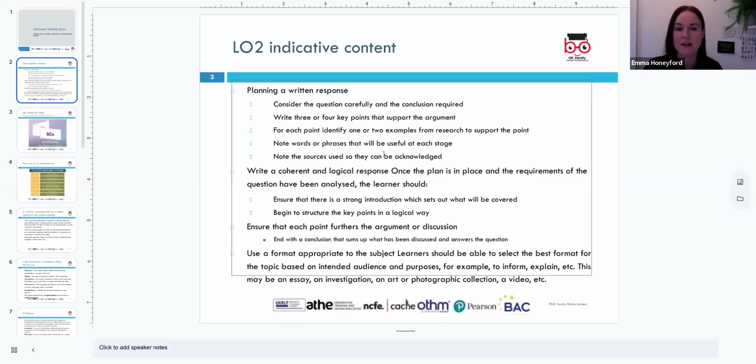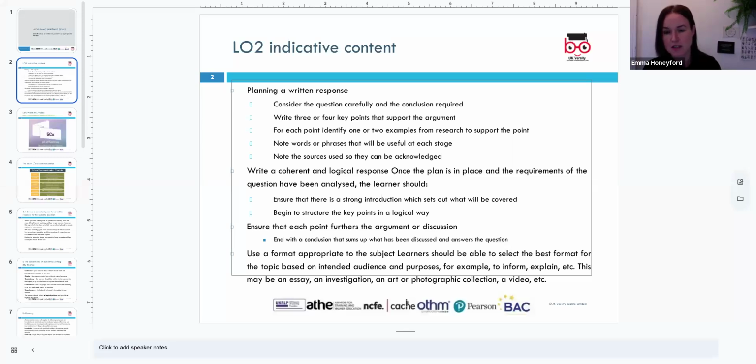When planning a written response to any question or assignment at an academic level, you need to consider the question carefully and the conclusion required, with 3 or 4 key points that you can focus on specifically that will support your argument. For each point, you need to identify 1 or 2 examples from research to support it, from academic journals or books that you may be able to access via Moodle. Note words or phrases that would be useful at each stage, and note the sources used so they can be acknowledged. Every source that you use, you will need to reference.